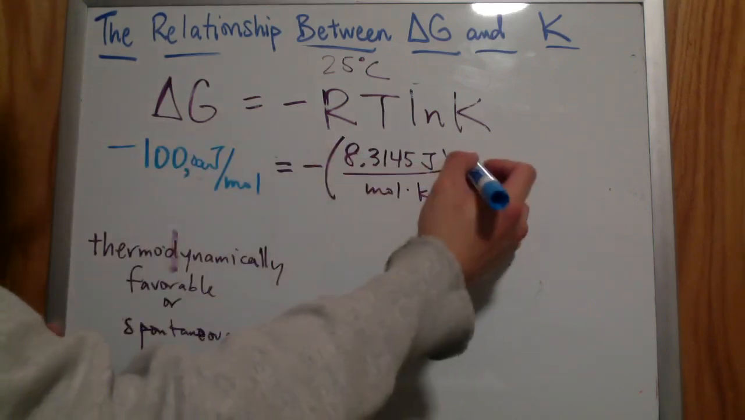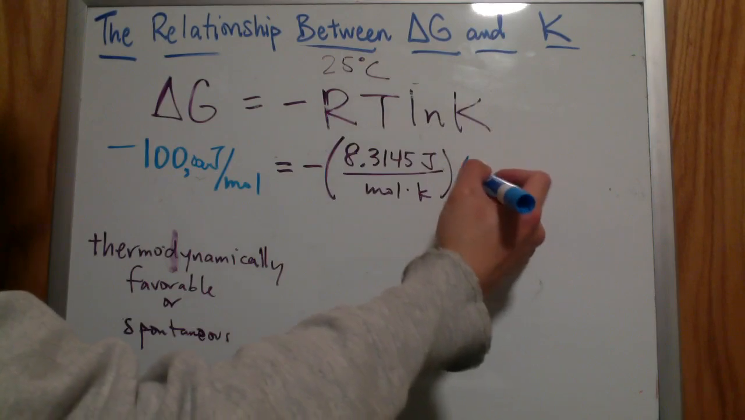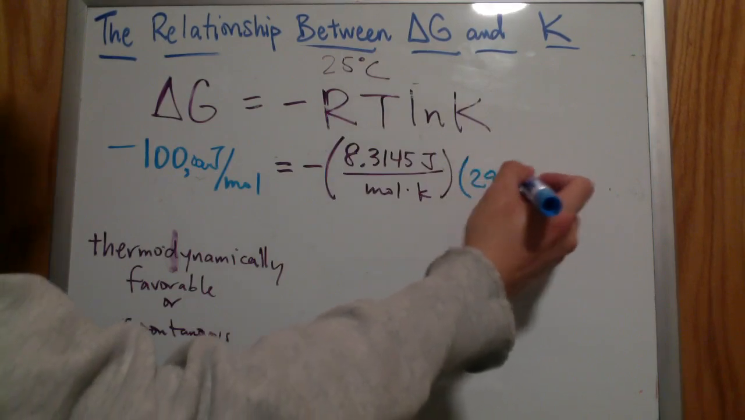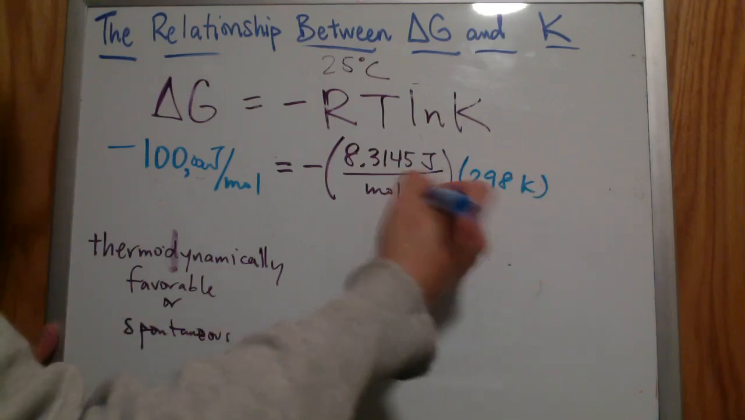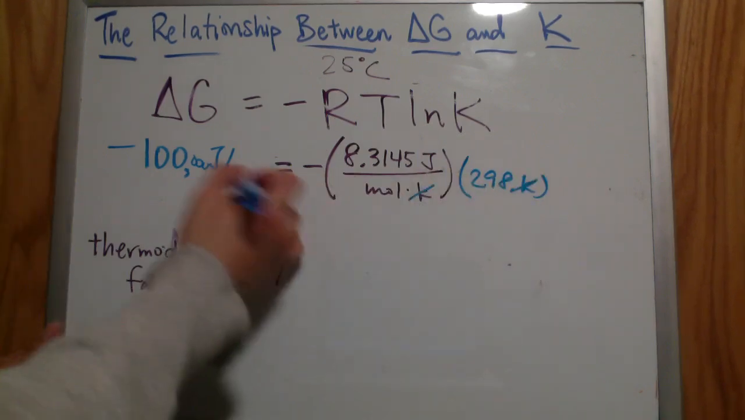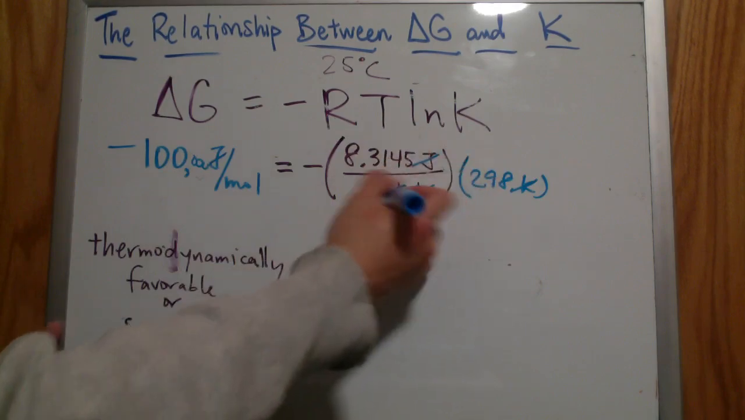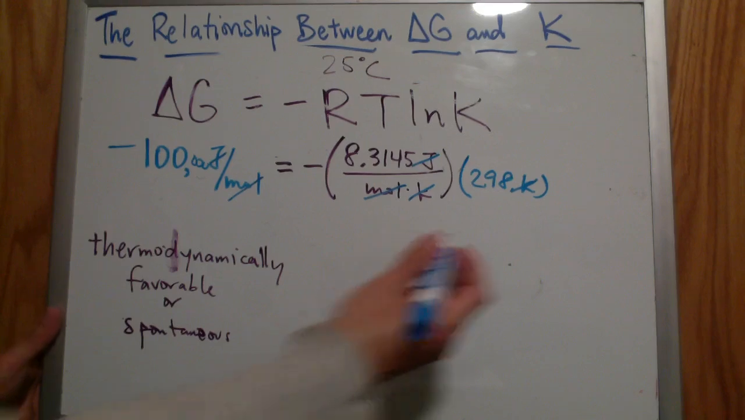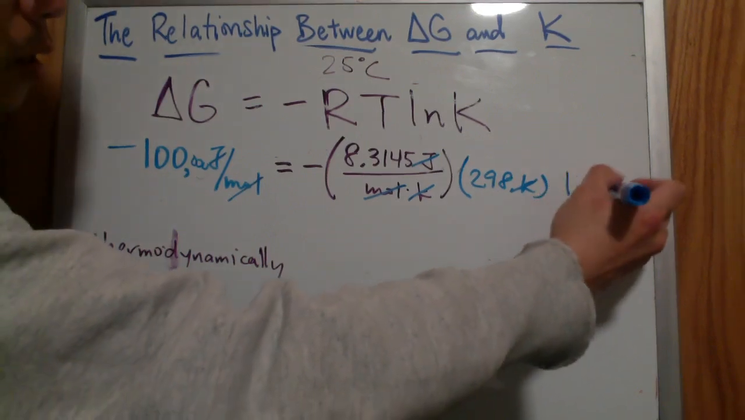And then we have the temperature. The temperature is 25 degrees Celsius, so we need to convert that to Kelvin. So we have 298 Kelvin. So those units will cancel out, and then these joules will cancel out, and then the moles will cancel out, or the per mole. And then we solve for natural log of K.